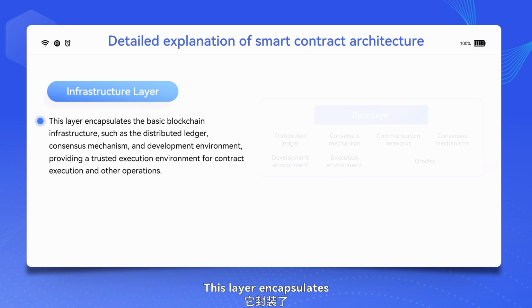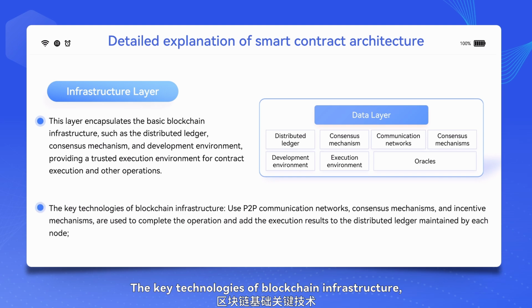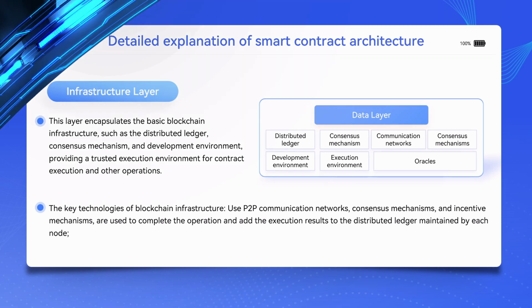This layer encapsulates the basic blockchain infrastructure, such as the distributed ledger, consensus mechanism, and development environment, providing a trusted execution environment for contract execution and other operations. The key technologies of blockchain infrastructure, such as P2P communication networks, consensus mechanisms, and incentive mechanisms, are used to complete the operation and add the execution results to the distributed ledger maintained by each node.